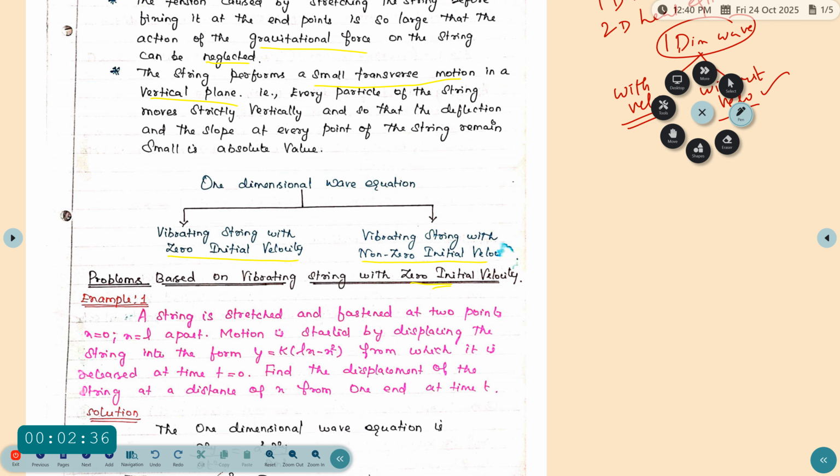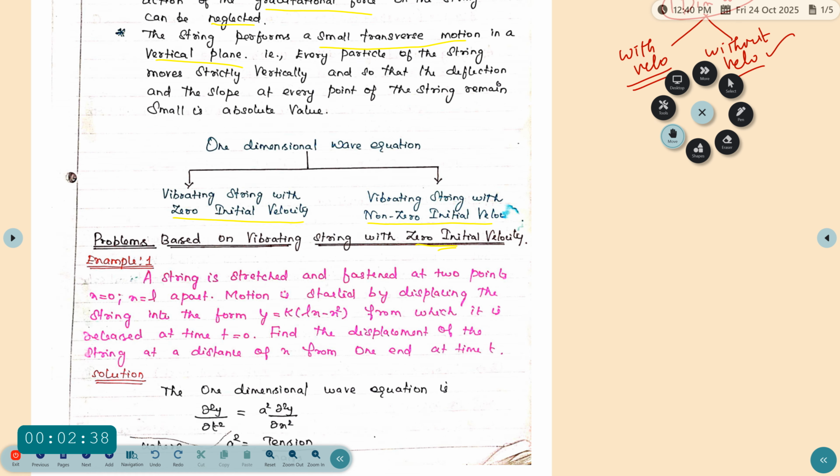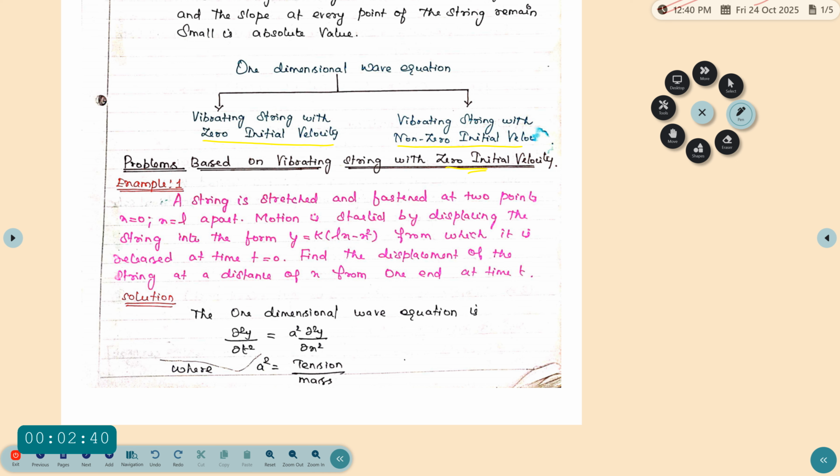Let us see the given problem. A string is stretched and fastened at two points, x equal to 0 and x equal to L apart. Motion is started by displacing the string in the form y equal to k into (Lx minus x square), from which it is released at time t equal to 0 from the equilibrium position. Then find the displacement of the string at a distance x from one end at time t.